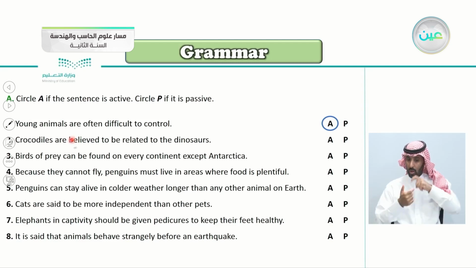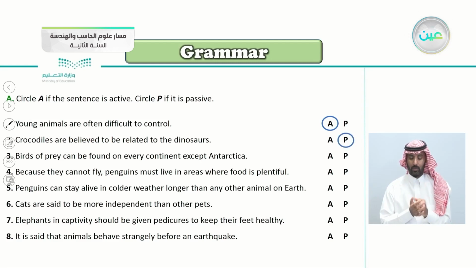Crocodiles are believed to be. So this one, I think, is a little bit easy. This one is passive because we began with the object. Number three here, birds of prey can be found on every continent except Antarctica. So this one is also, yes, passive.